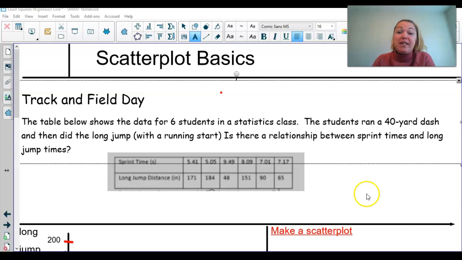The table below shows the data for 6 students in a statistics class. The students ran a 40-yard dash and then did a long jump with running start. Is there a relationship between sprint times and long jump times? Okay. The first thing that we want to go over is just our basics on how to make a scatterplot.